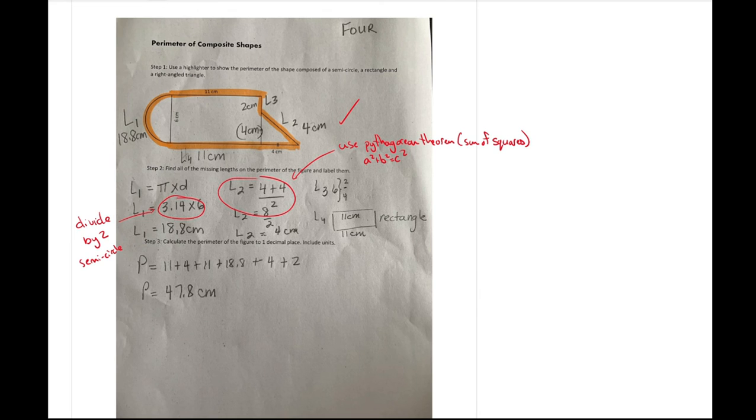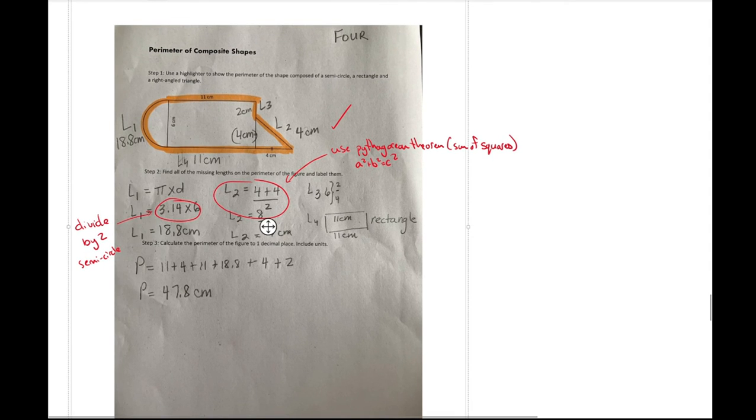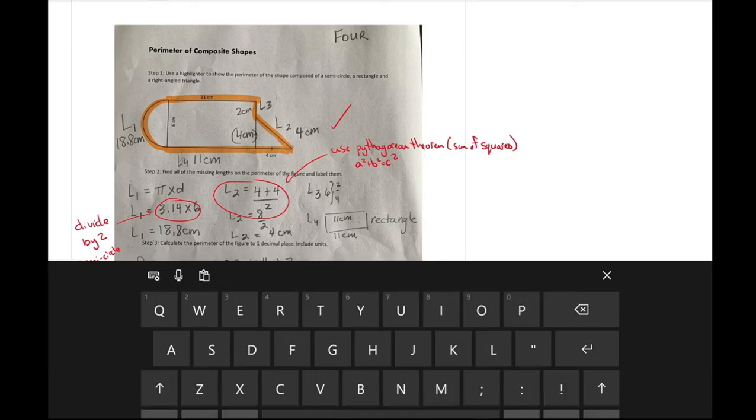And again, for circumference, we know that is pi times diameter. So just take your time and be aware of what shapes you're actually dealing with when dealing with a composite figure.